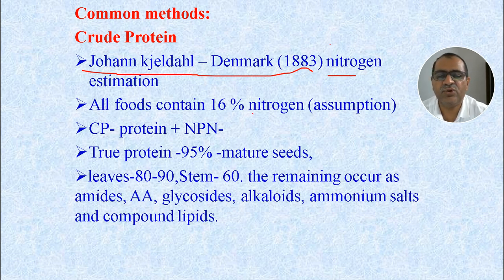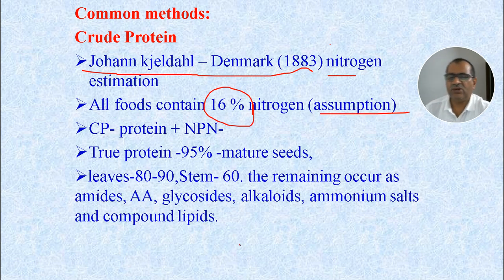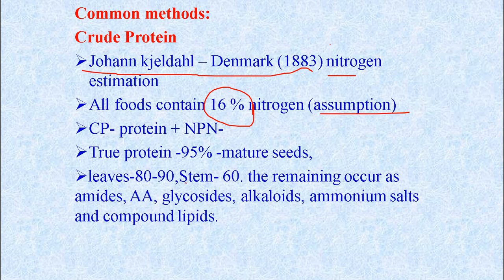All foods contain about 16% nitrogen on average. Whereas the crude protein, or non-proteinous nitrogen, makes up a major part of the protein source. The true proteins are to the extent of 95%, especially in the mature seeds of certain crops. The leaves also contain 80 to 90%, stem about 60%. So the remaining occurs as amides, amino acids, glycosides, alkaloids, ammonium salts, then the compound lipids.